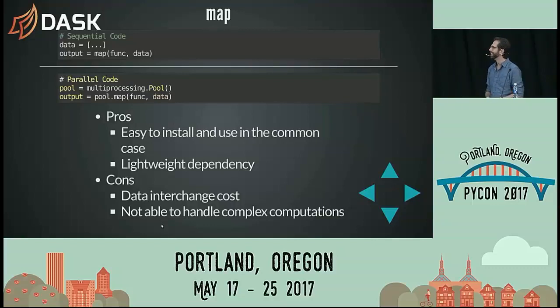But that's OK. So I take a function. I have a bunch of data. I want to apply the function on all that data. Multiprocessing is a very easy way to do this in parallel. Think about the pros and cons of multiprocessing. It's very easy to install. It's in the standard library and easy to use. The API is very, very simple.